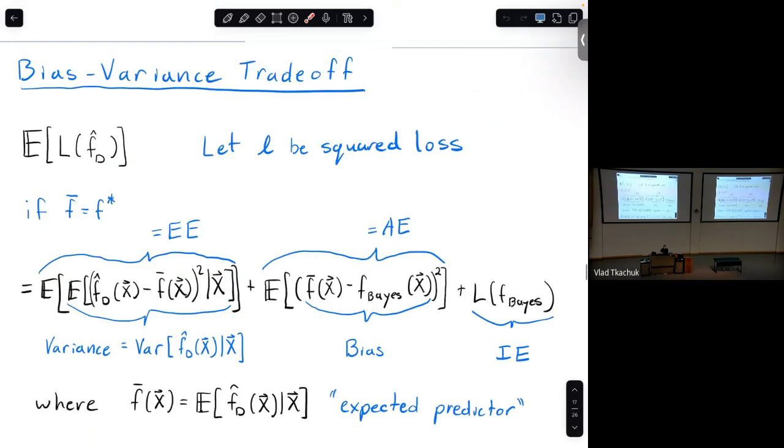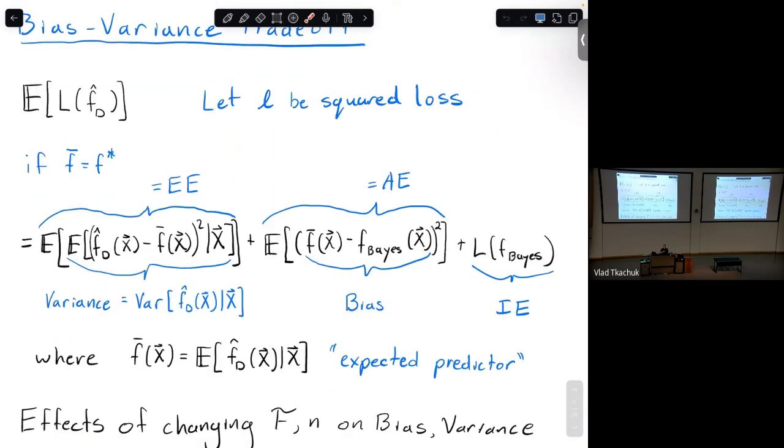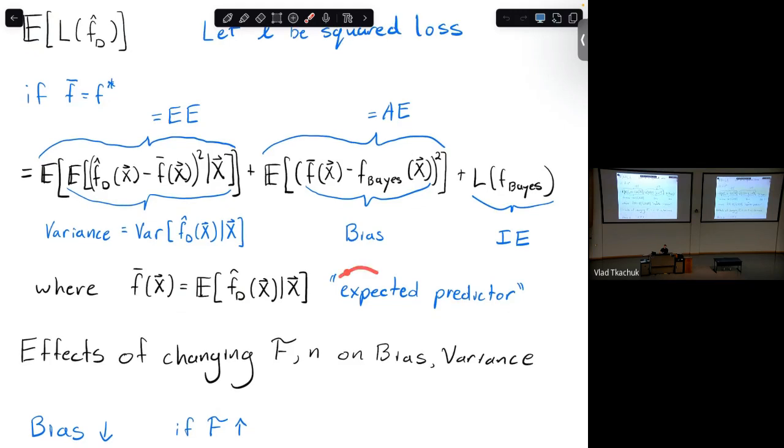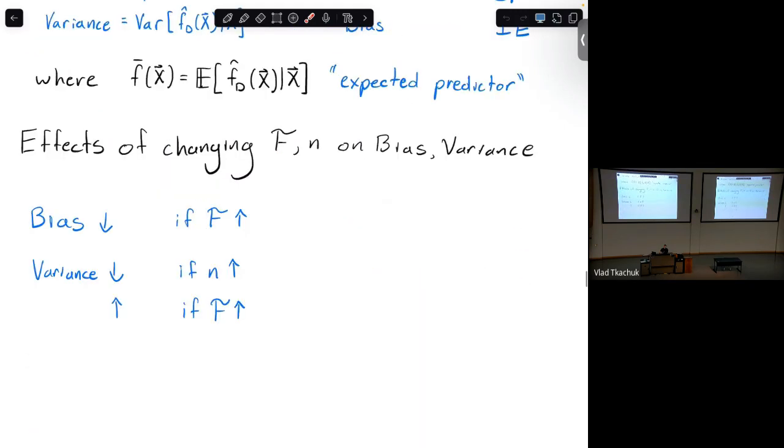Okay, and then there was this idea of the bias-variance trade-off, which was just another way to decompose your error. Instead of comparing to f star, which is the best function in your function class, you compare it to the average predictor, or the expected predictor. And the effects were similar to this approximation-estimation error. Bias goes down if the function class goes up, right? Our average predictor can get closer to f Bayes, and then the variance has the opposite kind of effect.